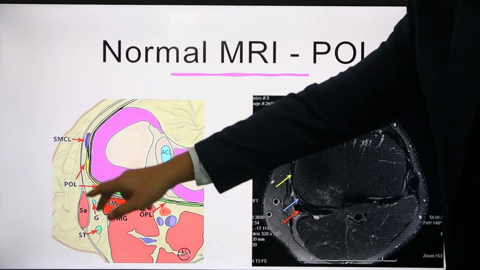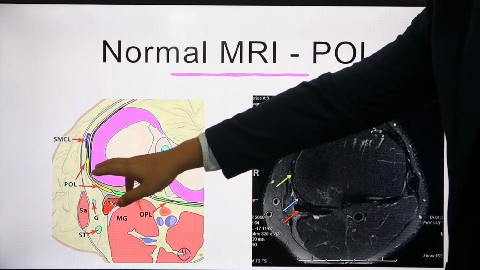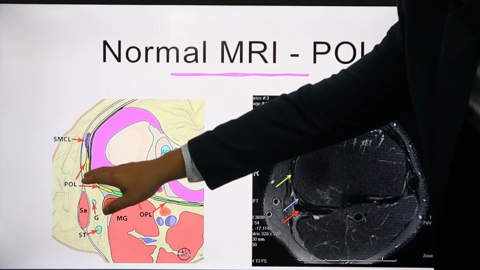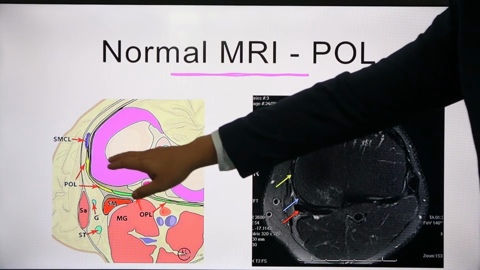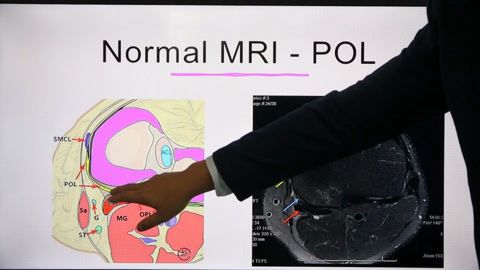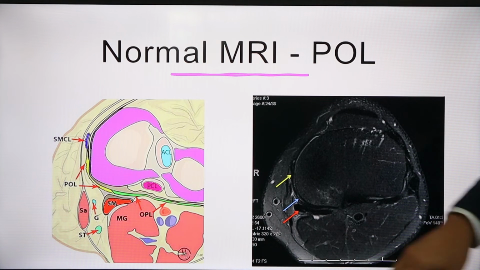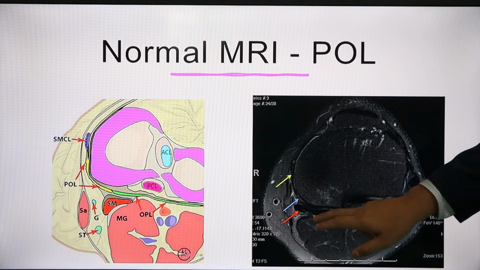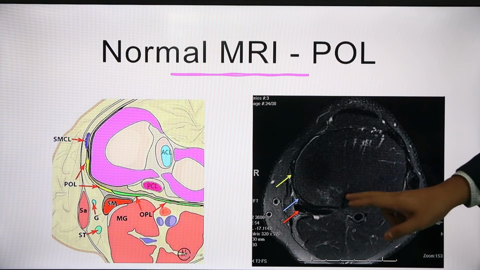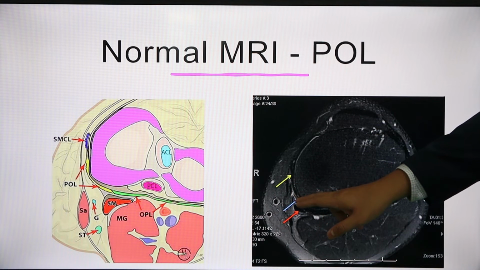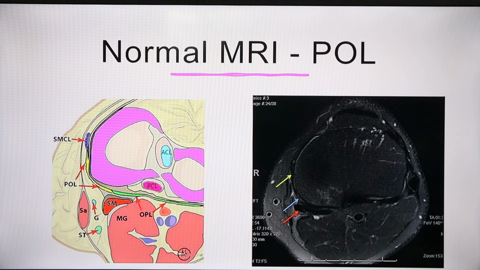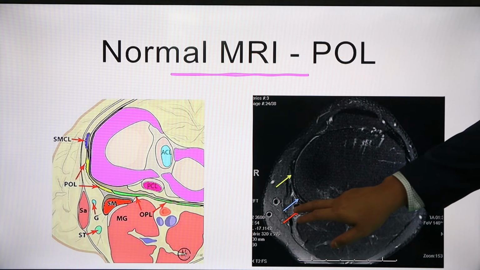If you scroll, after this I will scroll one of the MRIs for you, and you can see this is the POL, and it blends in with your joint capsule, and then the joint capsule blends in with the oblique popliteal ligament in front of the semimembranosus. So again, this is your semimembranosus, this is your PCL, this is your SMCL, and this area is your POL, posterior oblique ligament, and this is your joint capsule. The oblique popliteal ligament is very difficult to see because it is a very thin structure, and this is your semimembranosus.